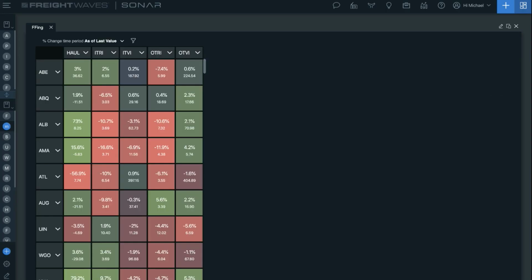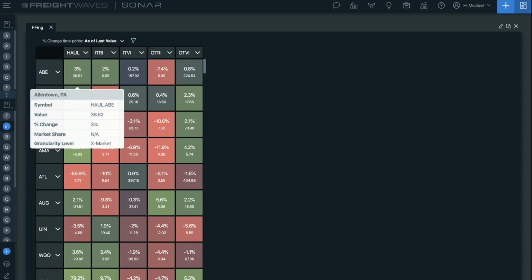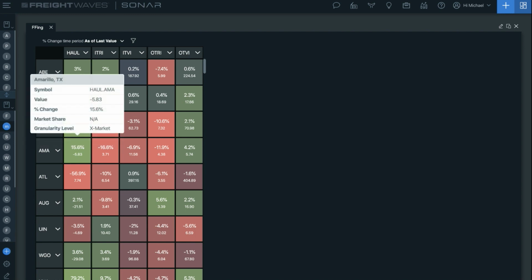Let's look at this market table that we have. So now we have our haul index on the left-hand side, which is telling us the relative change of outbound to inbound loads, that ratio. And so a 3% uptick in Allentown means it's moving more towards a head haul market. It already is a head haul market with a 36.62. As opposed to down here in Amarillo, where it went up 15.6% towards a head haul. That doesn't mean that Amarillo is a head haul market. It's still a negative 5.83. Not a huge backhaul market, but it certainly isn't a head haul market.